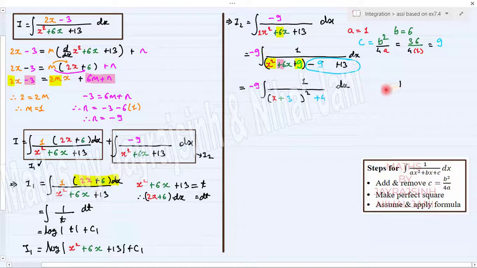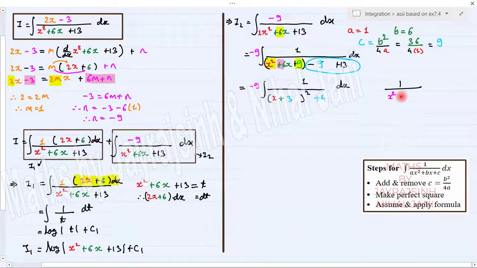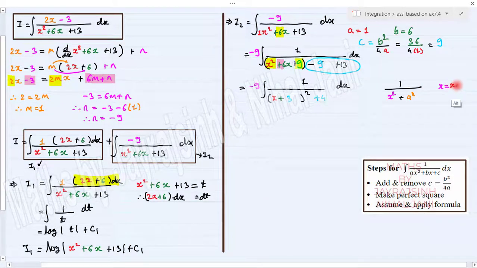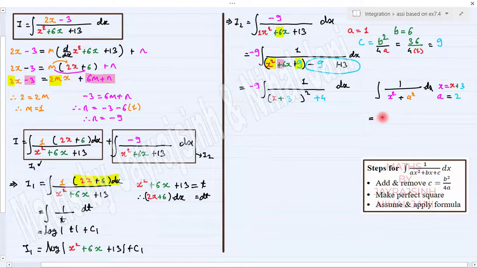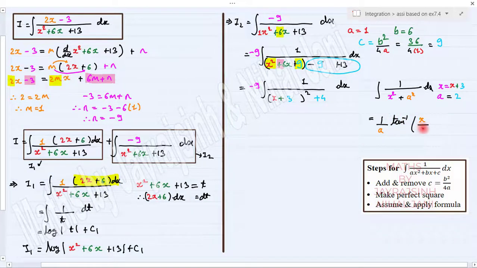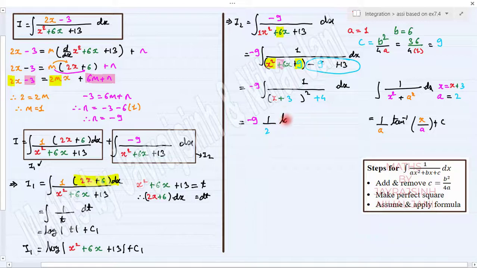So, here we get 1 upon (x square plus a square) form, where your x is x plus 3 and a is root of 4, or we can say 2. So, using the formula, we can say its integration is given as 1 upon a into tan inverse of x by a plus c. So, here we'll get 1 upon 2 tan inverse of (x plus 3) upon 2 plus c2.